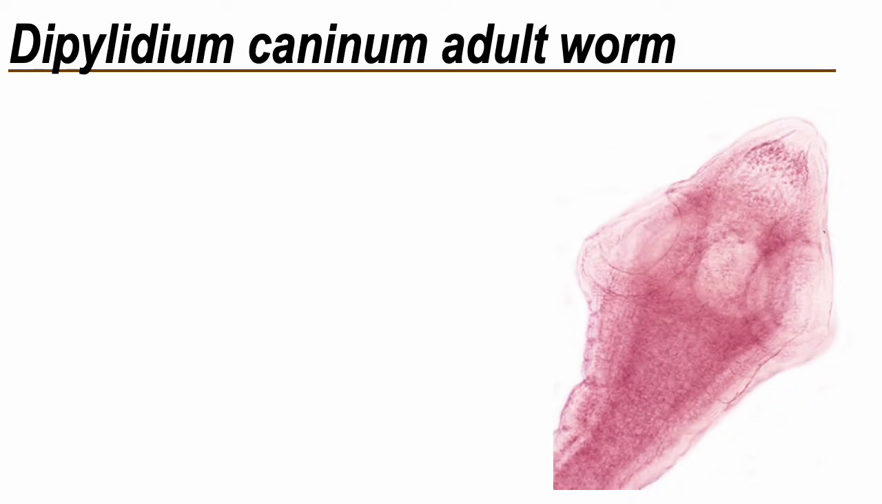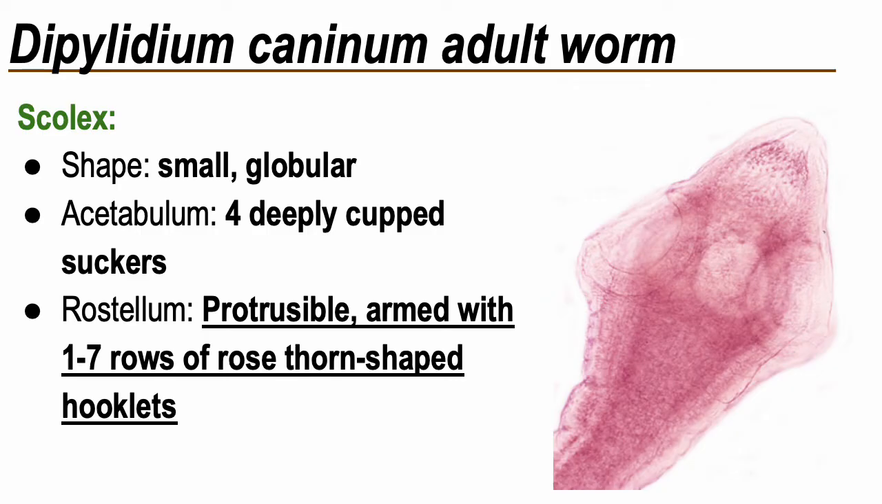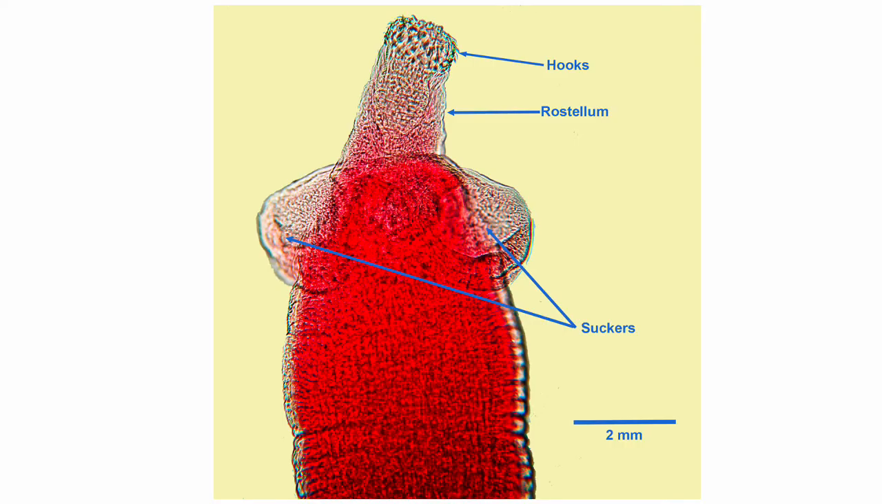For the adult worm of D. caninum, the scolex is small and globular, and it has 4 deeply cup-shaped suckers, similar to all our cyclophyllideans. In terms of their rostellum, it is protrusible. So when we say protrusible, that means in Tagalog, patusok. So it is pointy, armed with 1 to 7 rows of rose-thorn shaped hooklets. So here is another picture of the scolex of the D. caninum adult worm. The protrusible rostellum is evident in this particular picture with 1 to 7 rows of rose-thorn hooklets.